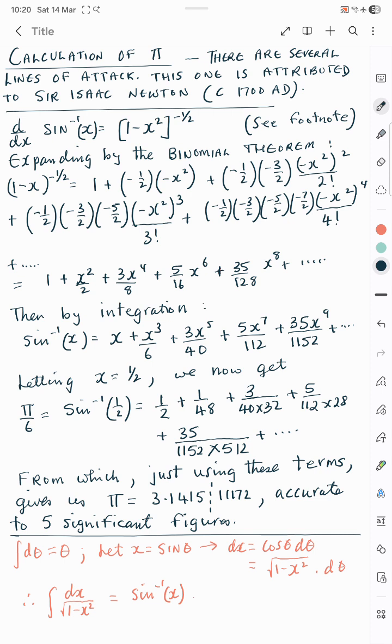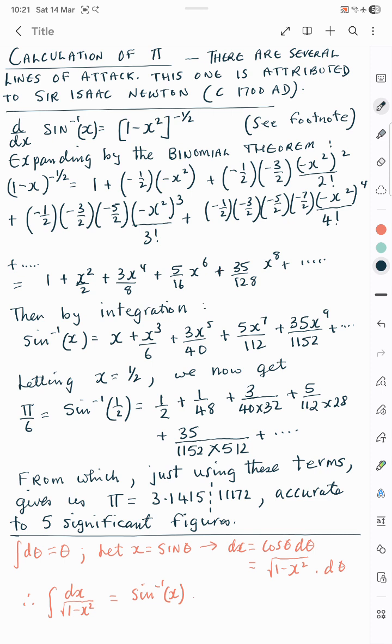And from these, just using these first terms up to x to the 4th, we will get the value of pi to be 3.1415 and then 11172 on a calculator, and that is accurate to 5 significant figures.